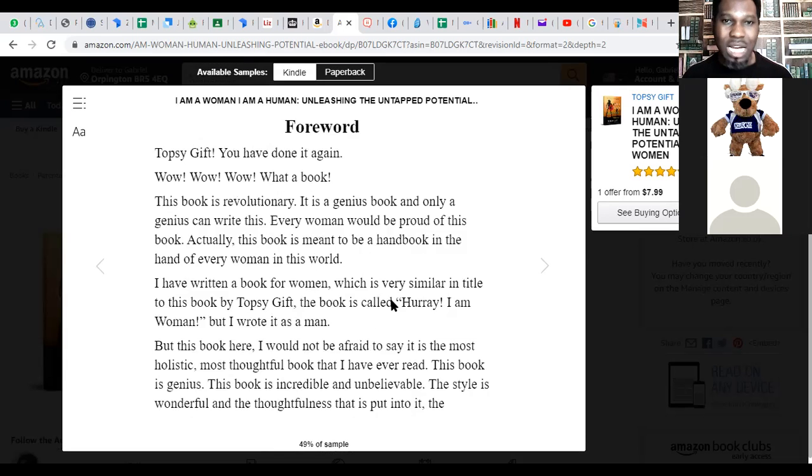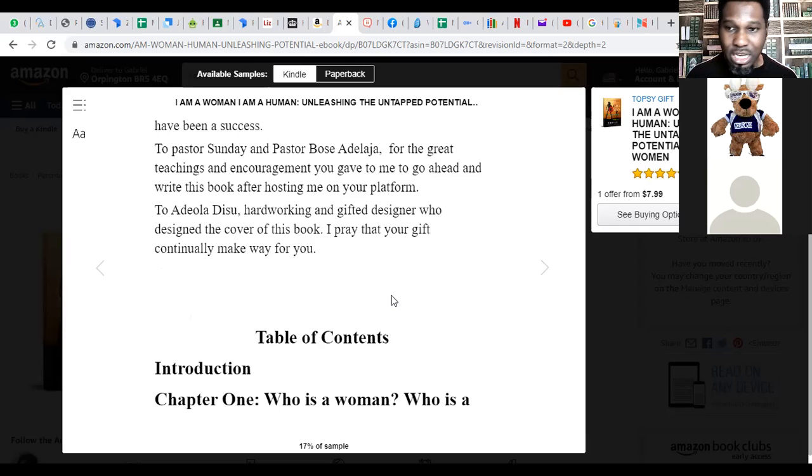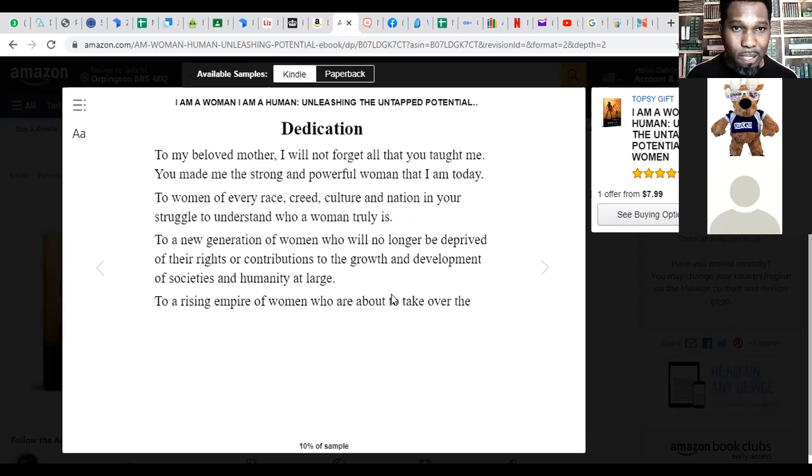So that is the essence of a foreword. Now let me show you a dedication. So for a dedication, this is how you write a dedication. Now this dedication, I said you will write it by yourself because you are the author. You are the one that knows the people that have affected your life, or the people you want to honor in this book. So let's read this dedication.